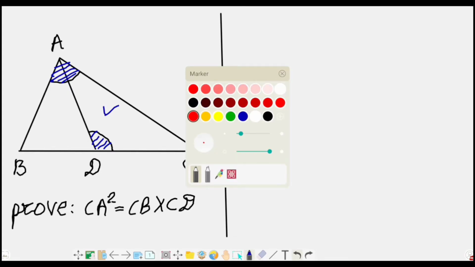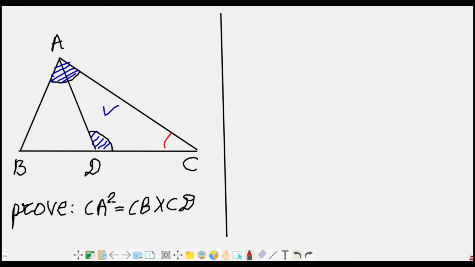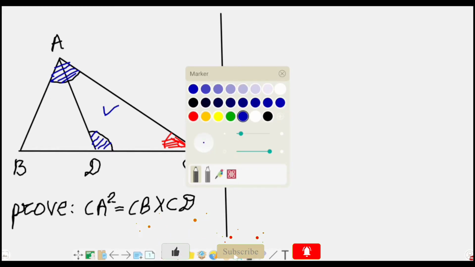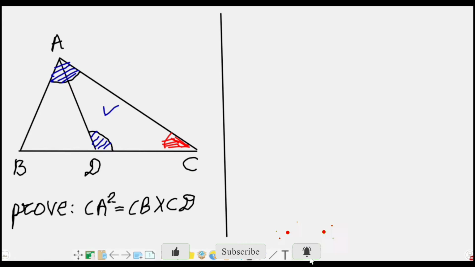When you consider both the triangles, this is a common angle, and one they have already given. So we can prove them similar. So let's solve the sum.